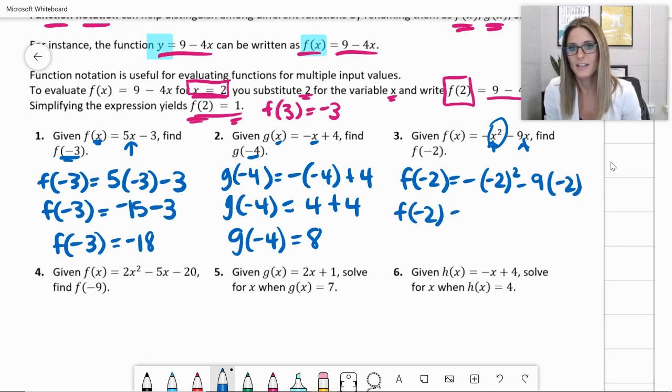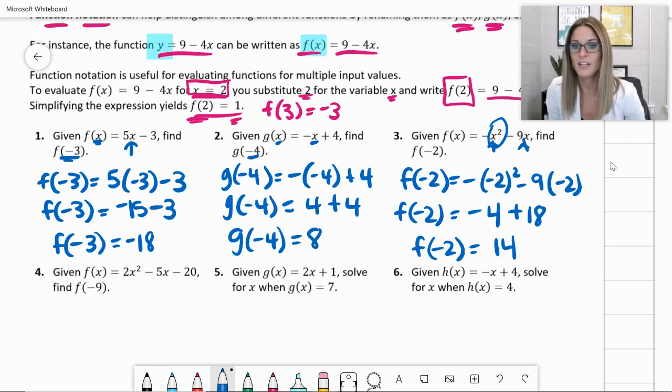Let's simplify this. We've got a negative from our function. Negative 2 squared is a positive 4. And then negative 9 times negative 2 makes positive 18. If you're really careful, you can type most of this in your calculator. Negative 4 plus 18 would be positive 14. So f of negative 2 equals 14.